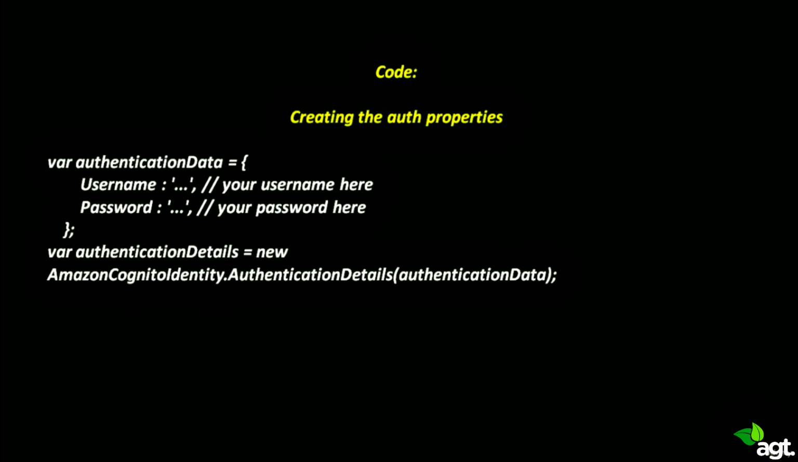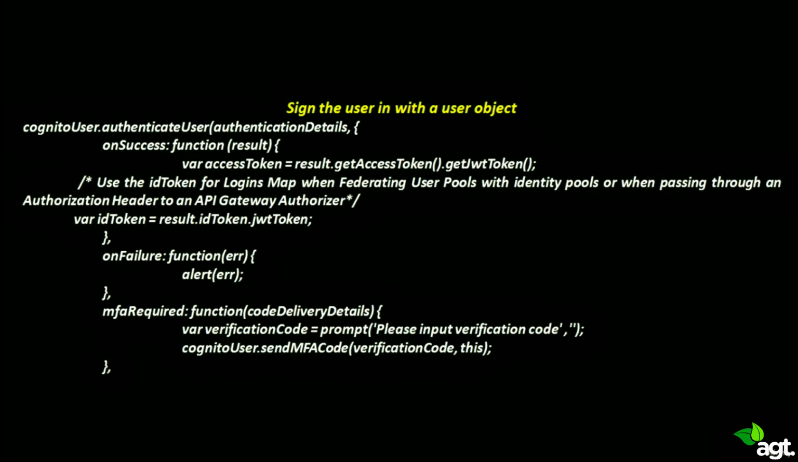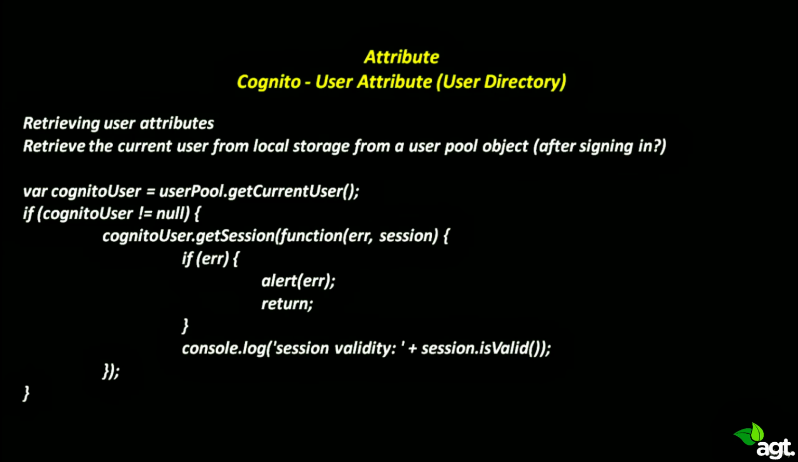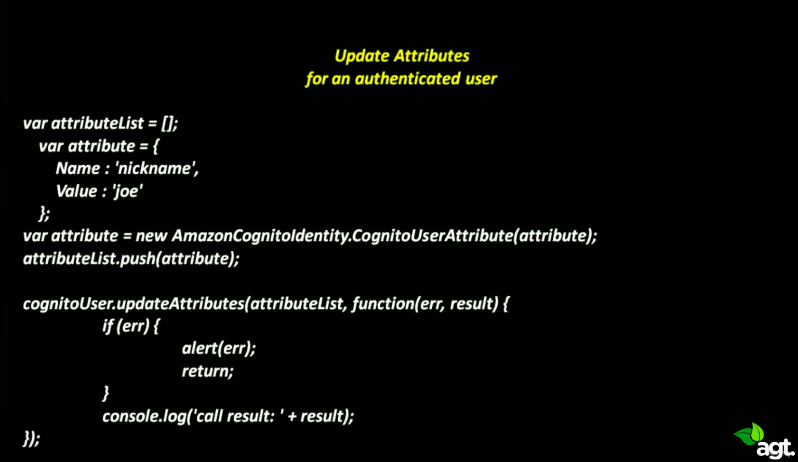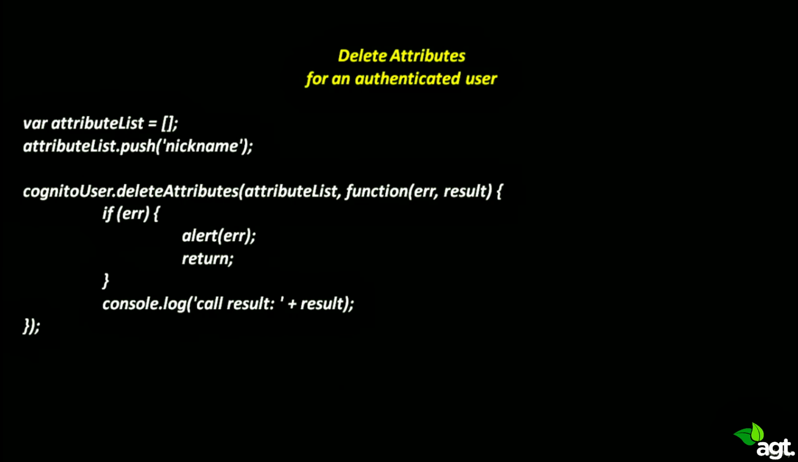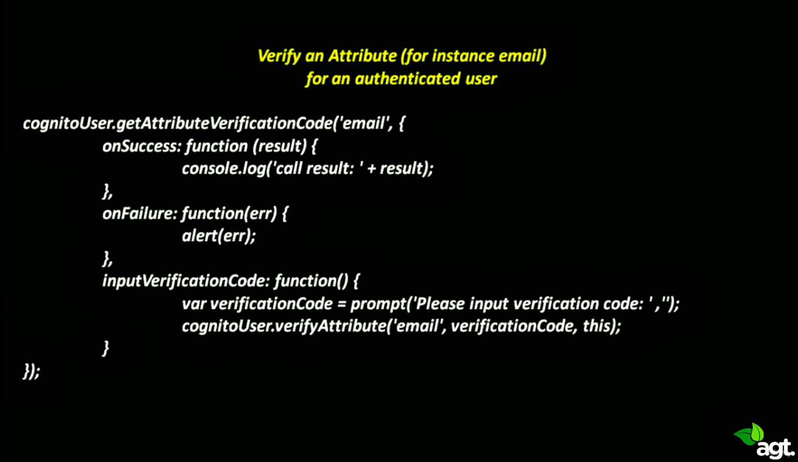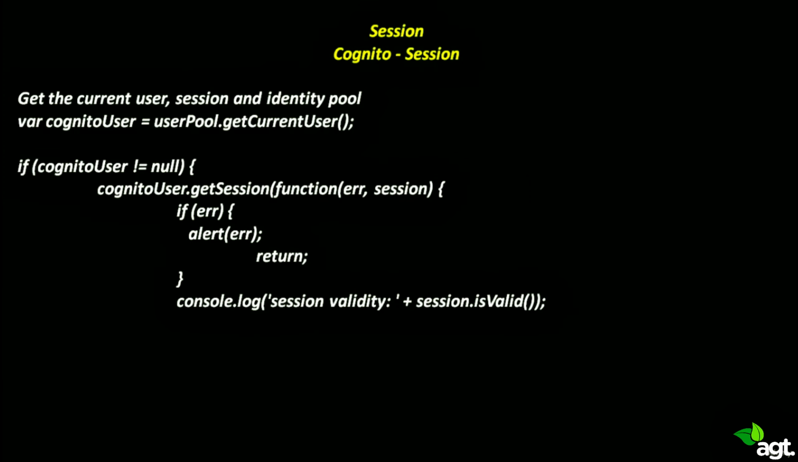So the code will create the authorization process, the properties code will be like this. Sign the user in with the user object, the code has been given here. And attribute mode means retrieving user attributes. So retrieve the current user from local storage from a user pool object after signing in. So this is the code, and update attributes for an authenticated user. This is a sample code. And delete attributes for an authenticated user. You just concentrate on this code. So verify an attribute, for instance the email process. For that process you need to understand the code.